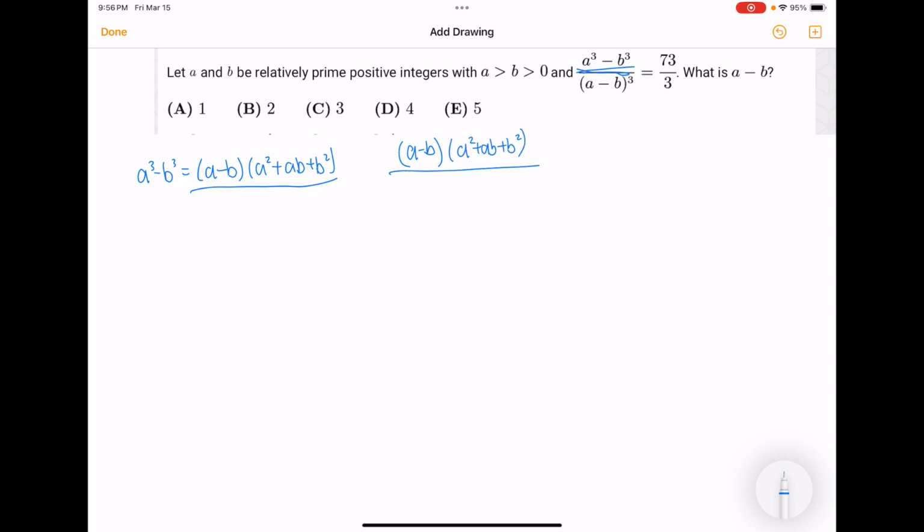And we see that we have an a minus b in the numerator, and in the denominator we have the quantity of a minus b cubed, so that means that we have 3 a minus b's in the denominator. So we can just pull one out so that it can cancel out with the a minus b in the numerator.